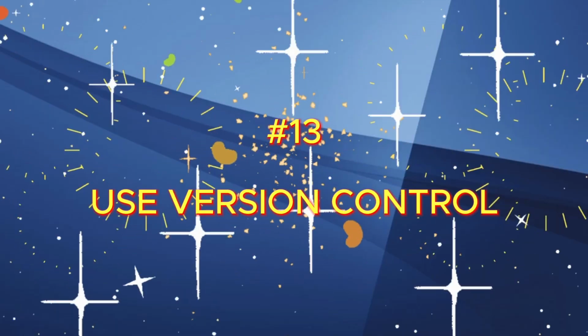Next point, use version control. Using version control systems like Git can help you to track changes, experiment with different approaches, and revert if needed. Also, it's a good practice to use a separate branch for the feature which you develop and then merge it to the main branch after you have done unit testing, etc.